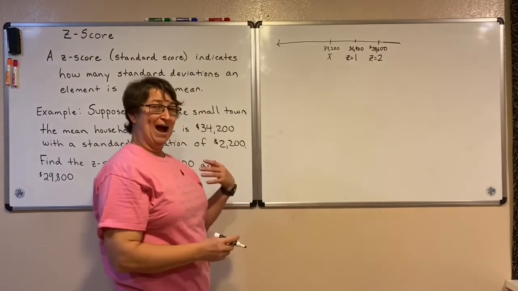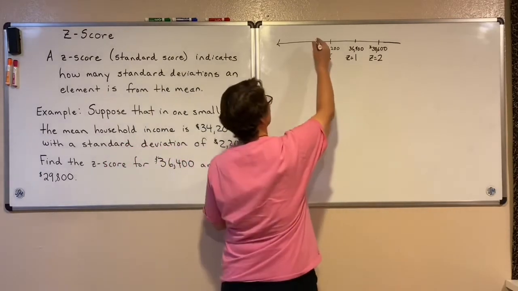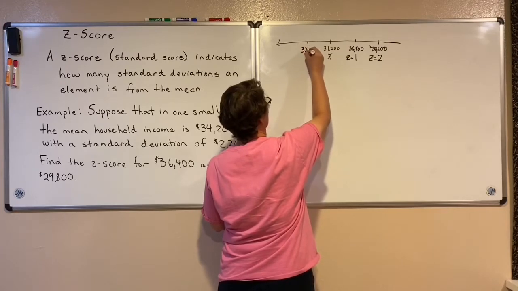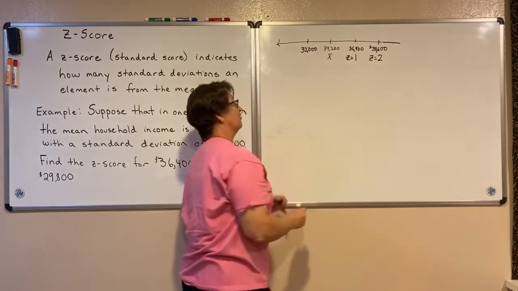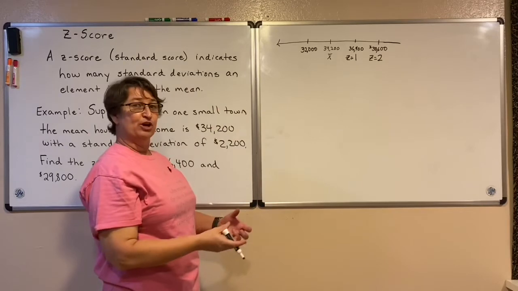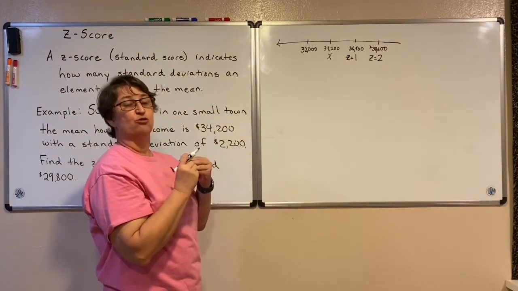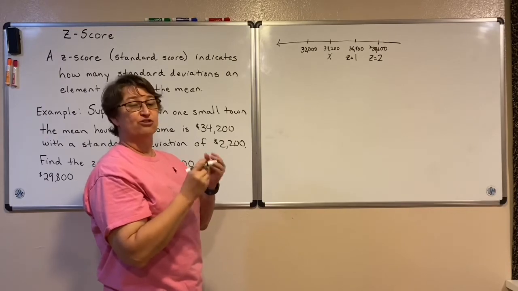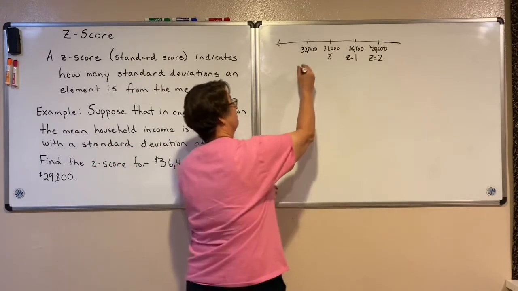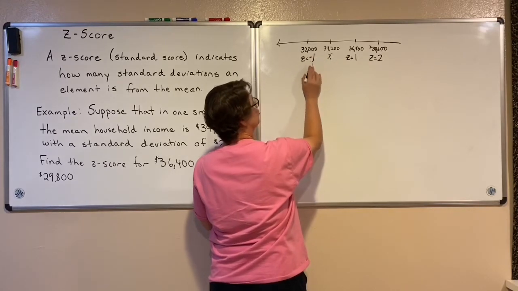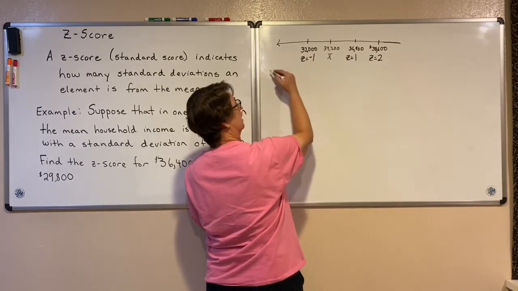I'm going to go backwards. So I'm going to subtract 2,200, and I end up with 32,000. That number is 1 standard deviation below the mean. So therefore, the z-score, or the standard score for that particular data value, would be z equals -1. It's 1 standard deviation below the mean.